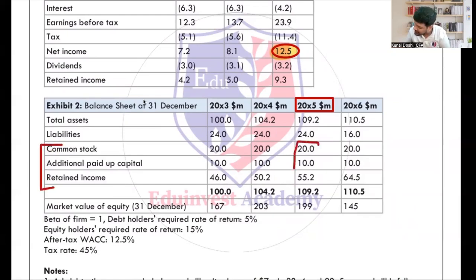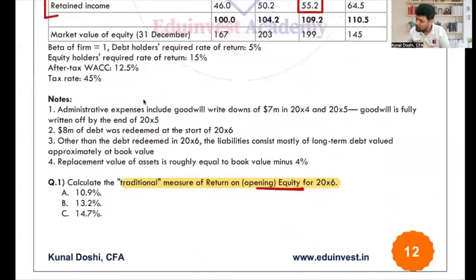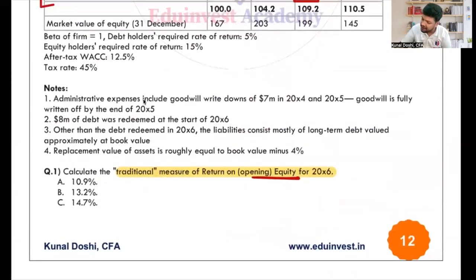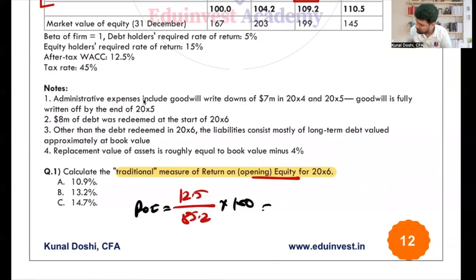So let's take these three pieces of information, 30 and 55.2. That is 85.2. So 12.5 divided by 85.2. Why? Because they asked me to use the beginning value. Otherwise, when we have both the years, we can take the average. So normally we take the average. So 12.5 divided by 85.2, I will get 14.67. Clear? This is important. Okay, clear?